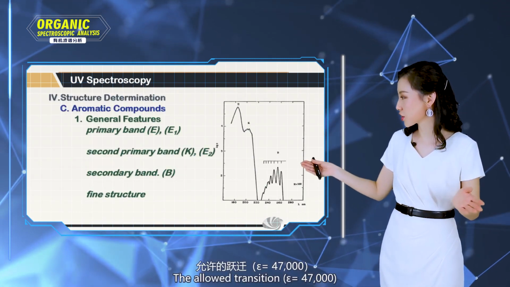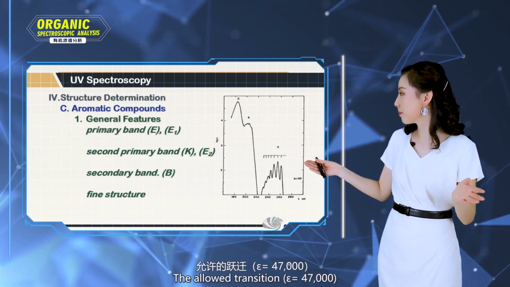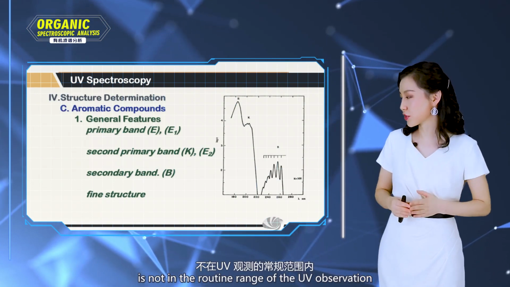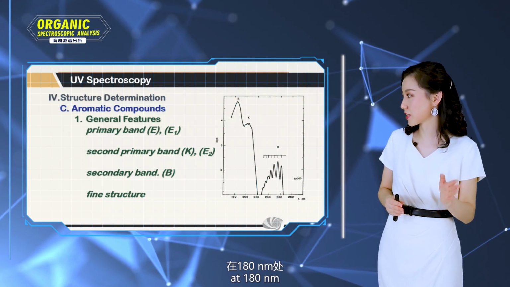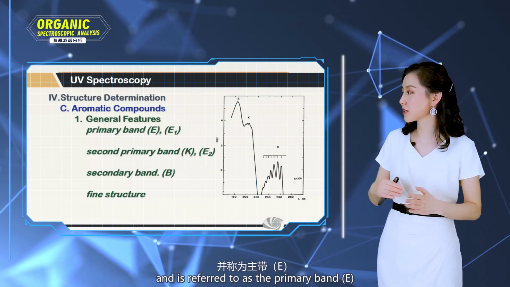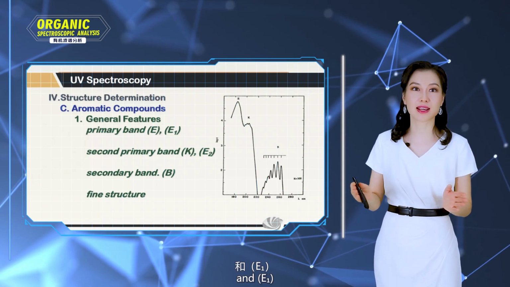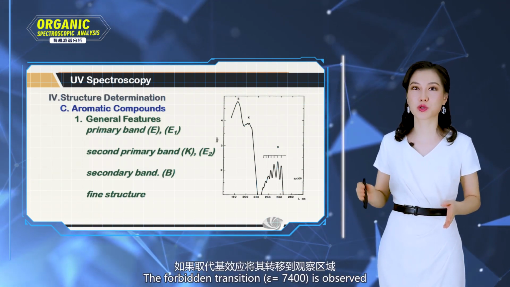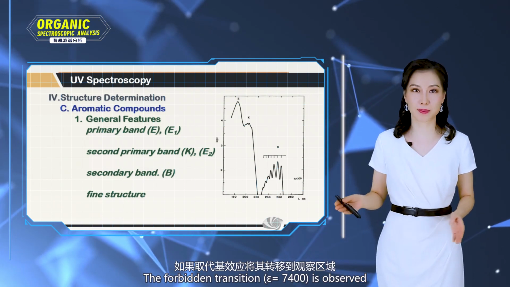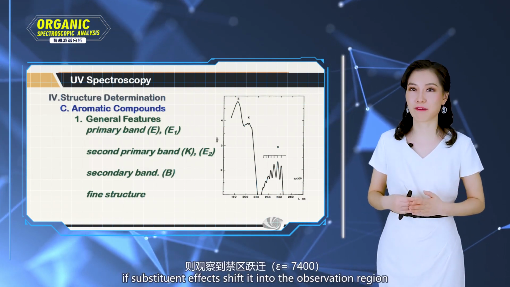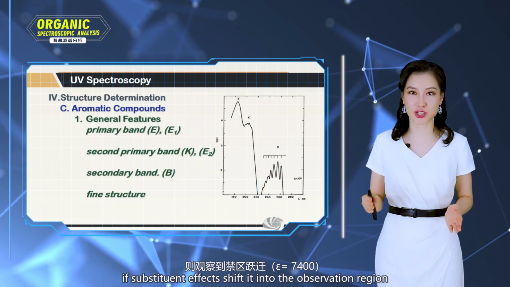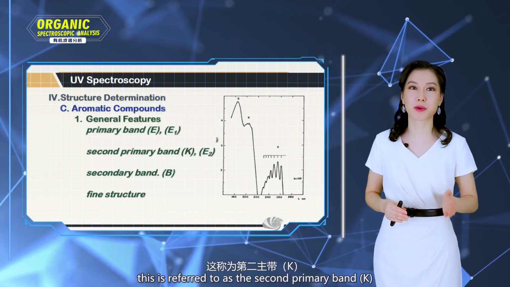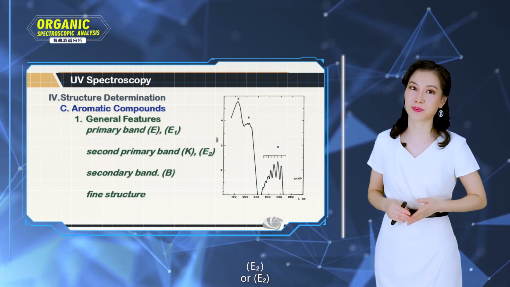The allowed transition, epsilon 47,000, is not in the routine range of the UV observation, at 180 nanometers, and is referred to as the primary band, E1. The forbidden transition, epsilon equal to 7400, is observed if substituent effects shift it to the observation region. This is referred to as the second primary band, K or E2.